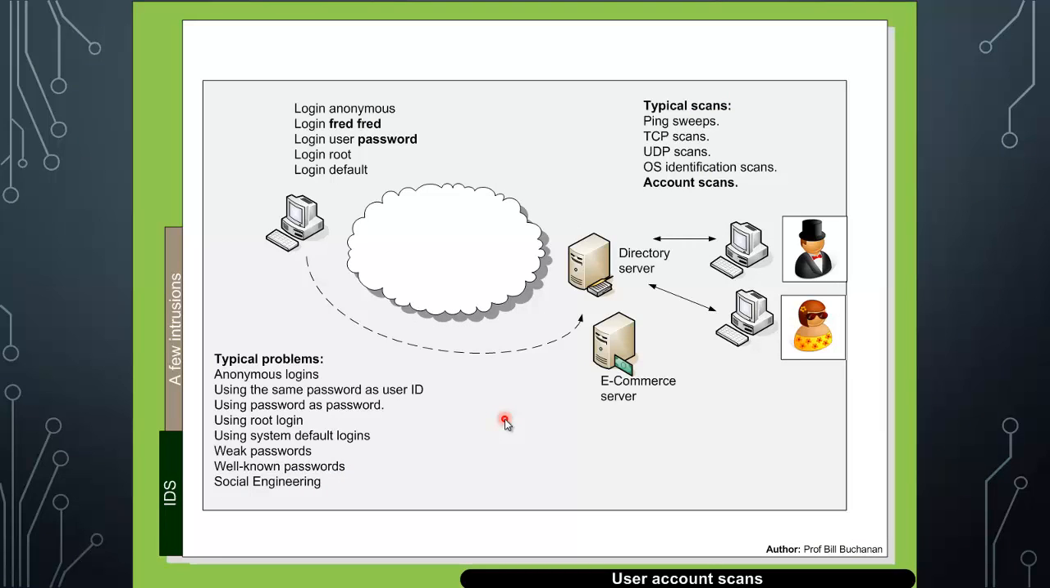The other type of scan that might happen is the scan of user accounts. Packages such as Hydra will read from a file, and then iterate through all the usernames and all the passwords inside that list. Typical problems are people with anonymous logins, people who use the same password as their user ID, people with a password of password, root logins, weak passwords, and so on. So this is known as an account scan.